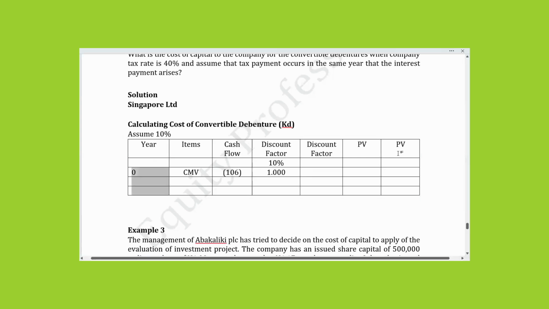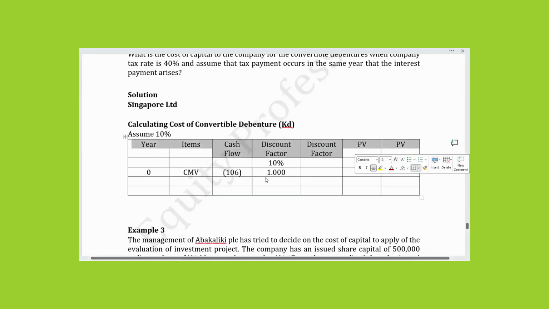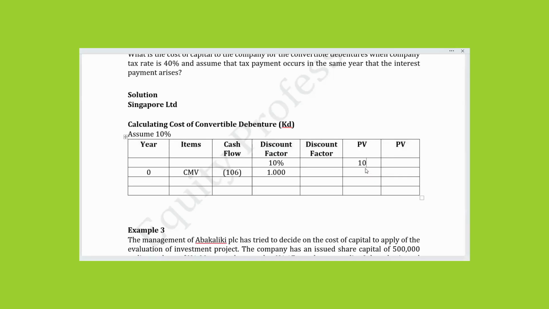Okay. So the next thing we need to do, of course, is to multiply the discount factor with the current market value of 1 naira. So 1 multiplied by 106 will give us 106.